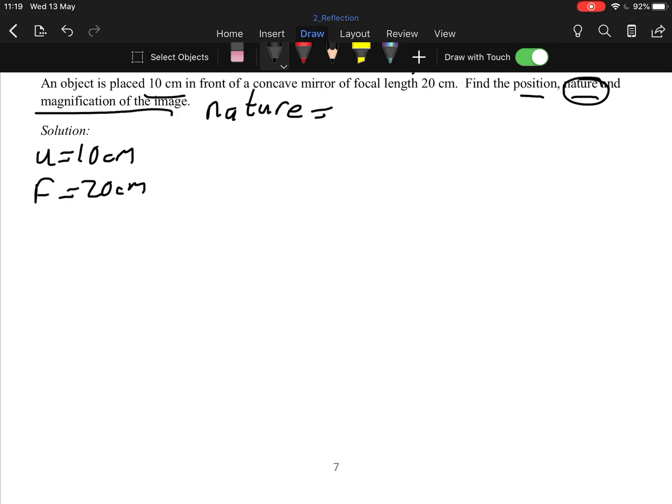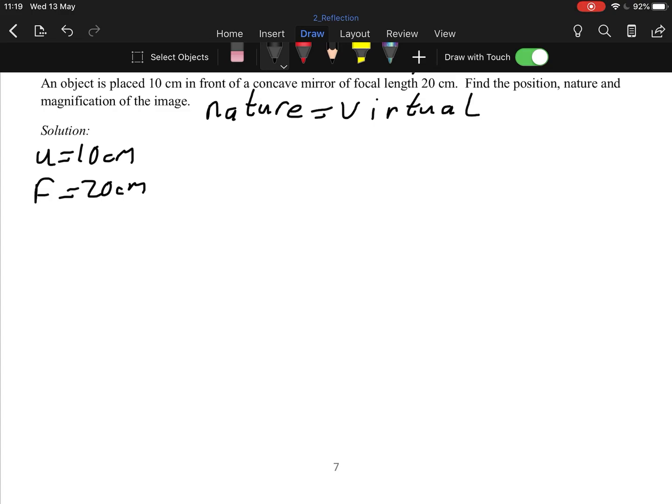So an object is 10 centimeters. The focal length is 20. The object is inside the focal length. So what's the nature of the image going to be? Virtual. So we know that before we even start. Okay. So what does that mean?